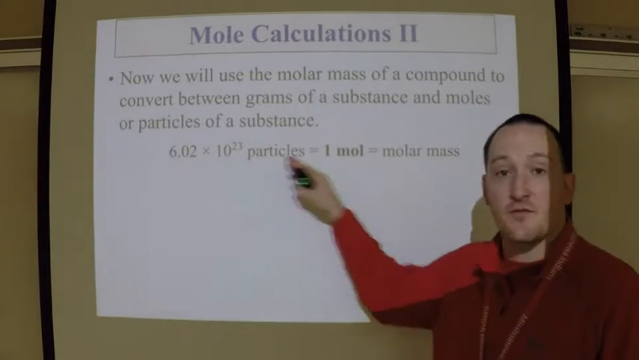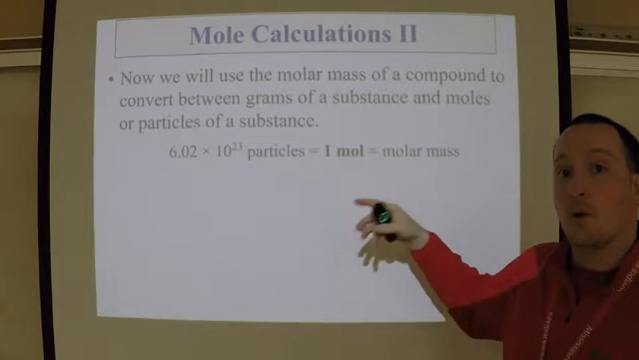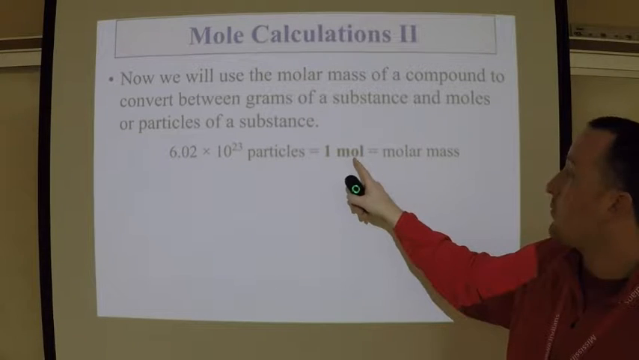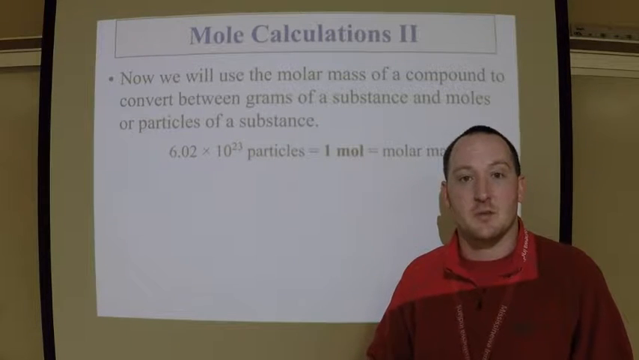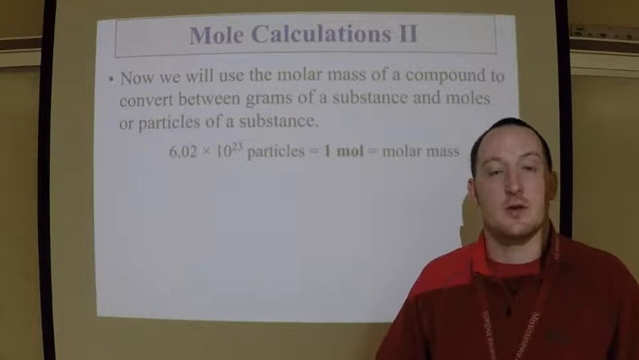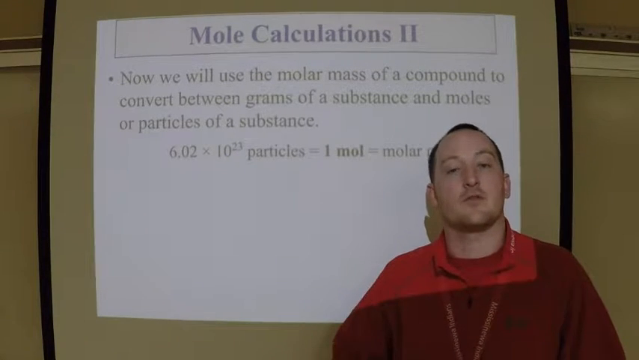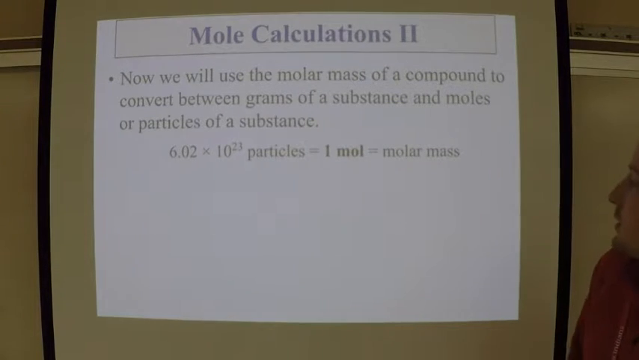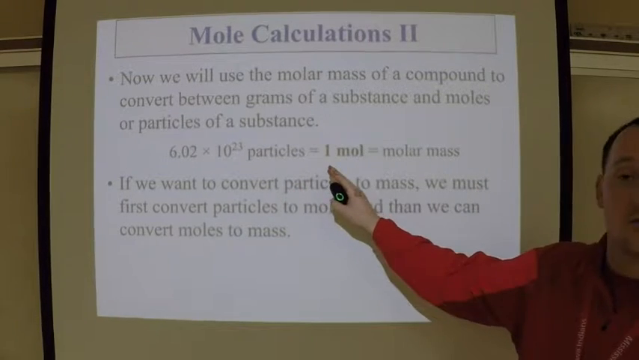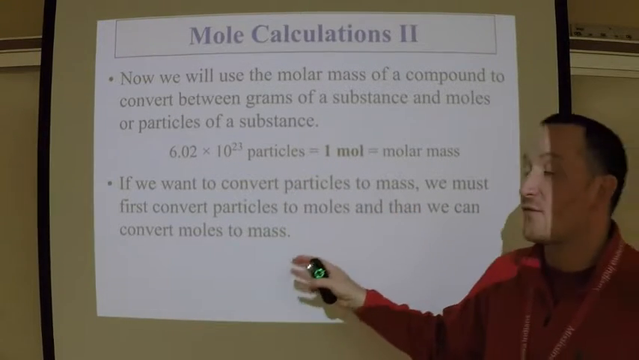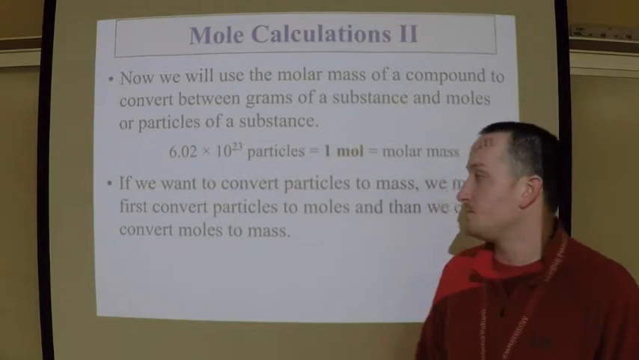We know this conversion already. We know that 6.02 times 10 to the 23rd particles is 1 mole. But a new conversion that we're going to add is that 1 mole is also the molar mass of a substance. Anytime we have a new substance, the molar mass is going to change. O2's molar mass is going to be different than N2's molar mass. Why? Because they weigh different amounts. So we can convert from particles to mass if we convert particles to moles, and then we convert moles to mass. It's going to be a 2-step problem.